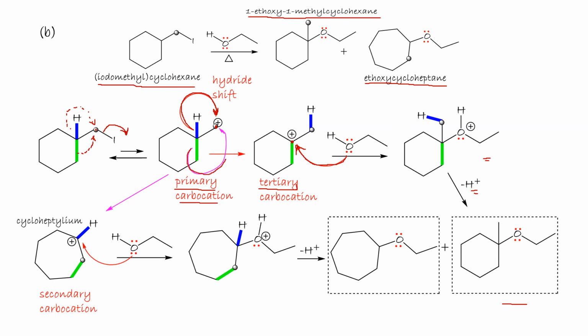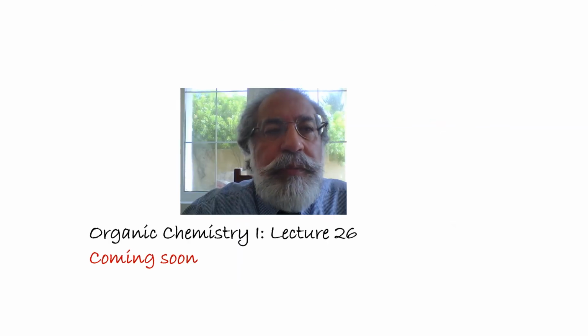On the other hand, alkyl migration will lead to the formation of the cycloheptyl cation, a 7-member ring, which is a secondary carbocation. Nucleophilic attack will lead to the formation of this oxonium ion. Deprotonation gave the ethoxycycloheptane compound. See you in the coming lecture.